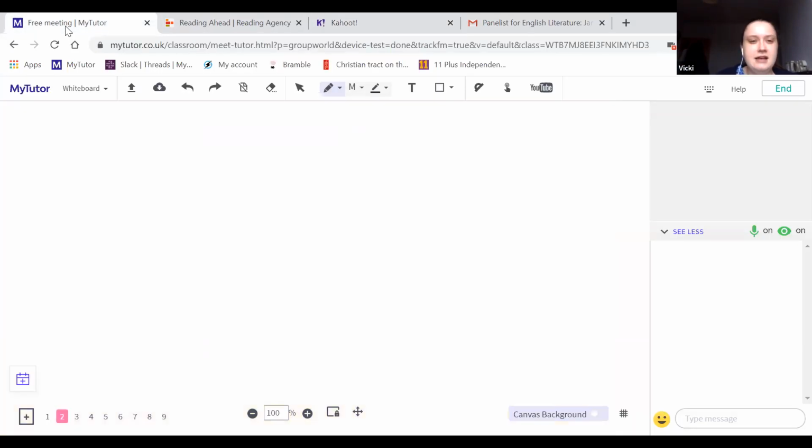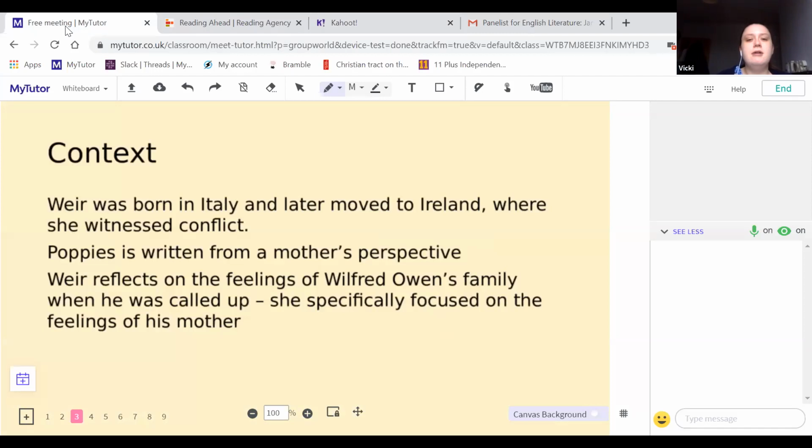Right. So let's get cracking with the poem then. A little bit more on context. I've given you general numbers and history there. So in terms of context for Jane Weir, she's born in Italy, moved over to Ireland. She's lived in Manchester for a little bit as well, but moved over when the Troubles were going on, where conflict was happening. So she witnessed some form of conflict, although she wasn't directly involved. She was living near those problems at the time.